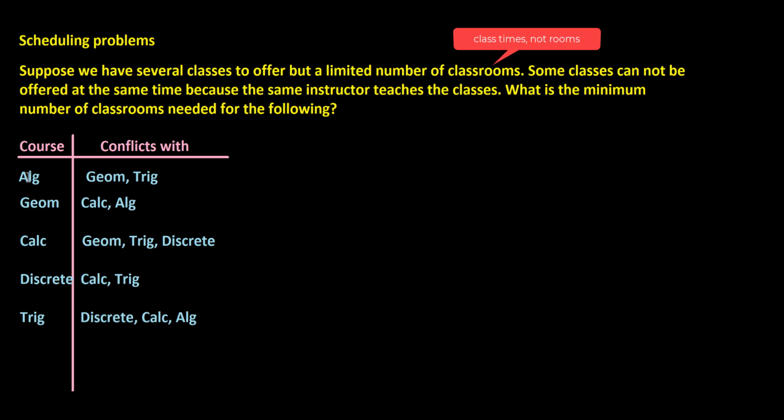So we've got an algebra course, and that is going to conflict with geometry and trigonometry. We cannot offer algebra at the same time geometry or trig is offered. And similarly, geometry conflicts with calculus and algebra and so forth. So one way to work on this type of problem is to draw a graph. So I'm going to draw 5 vertices.